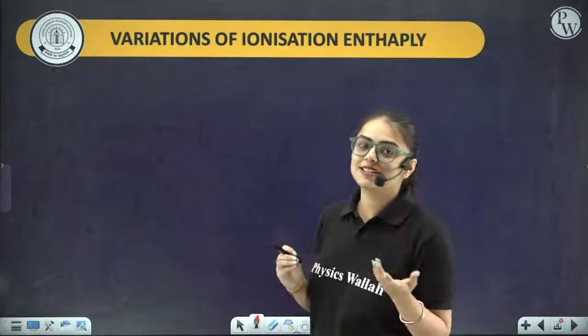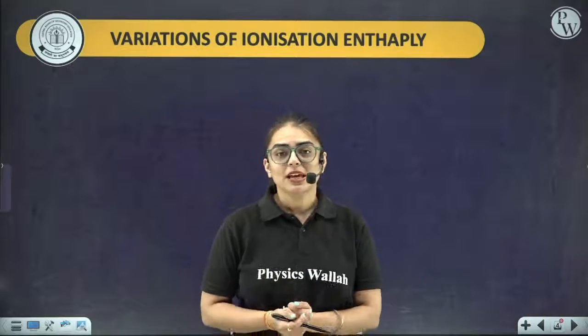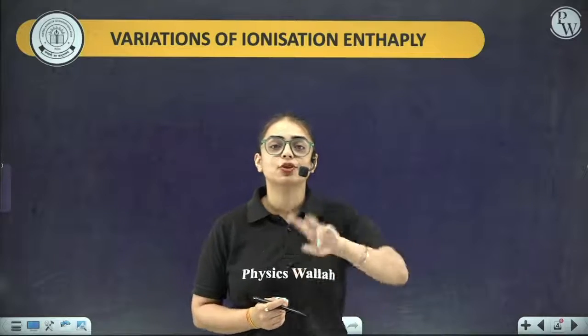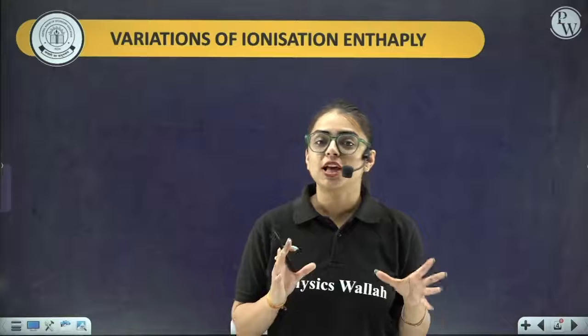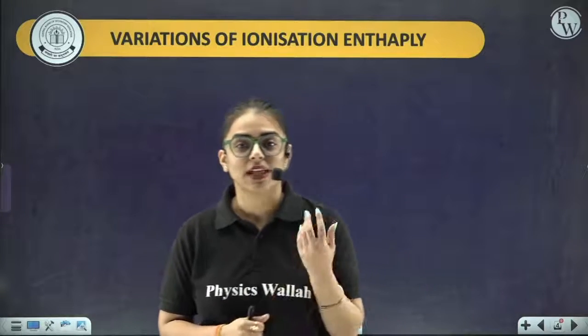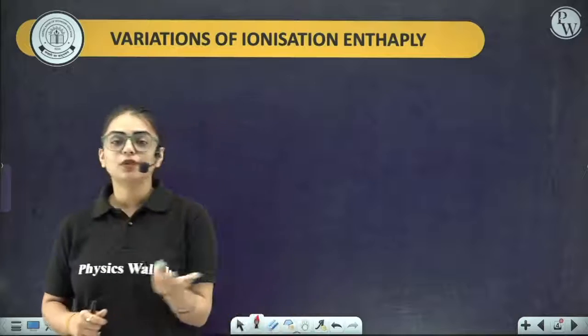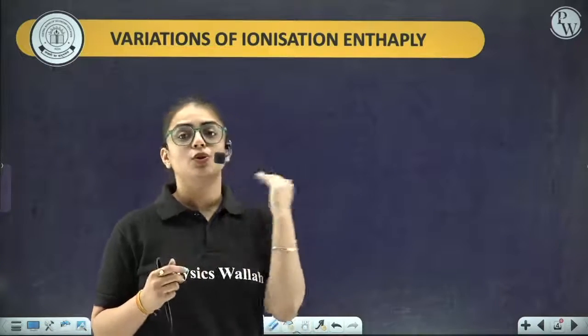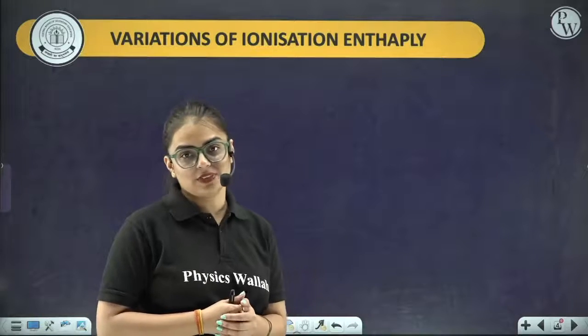Now, what is ionization enthalpy? You very well know. When you have to remove an electron, the energy provided in order to remove the electron from the outermost shell of an isolated gaseous atom is basically ionization enthalpy. Yes, so the energy given in order to remove an electron from the outermost shell is ionization enthalpy.